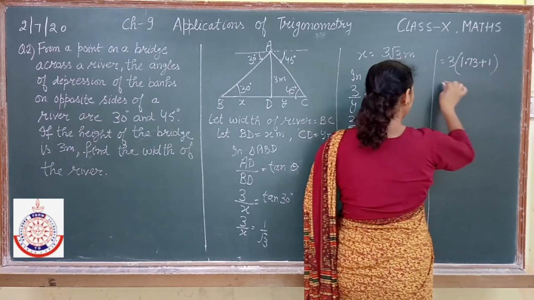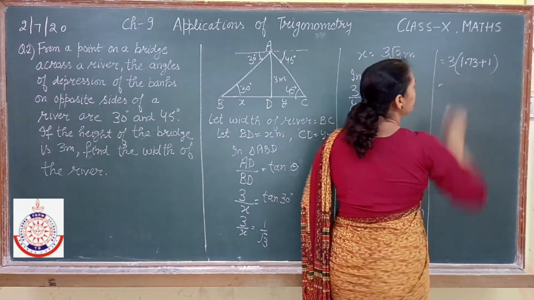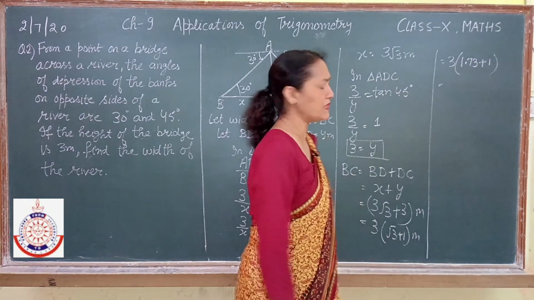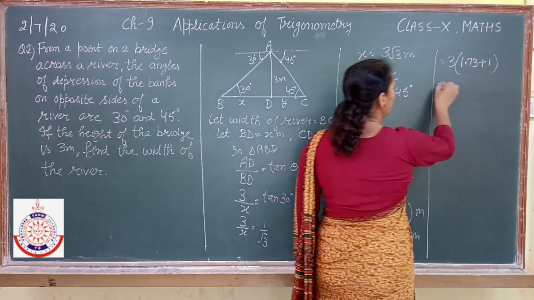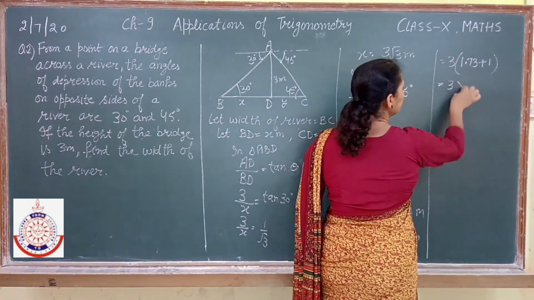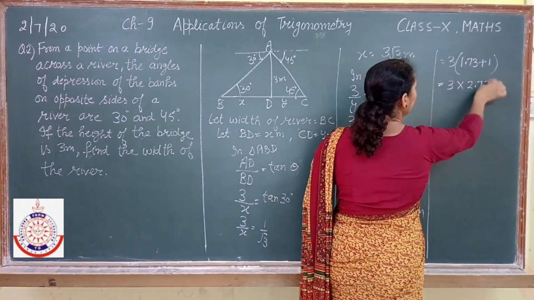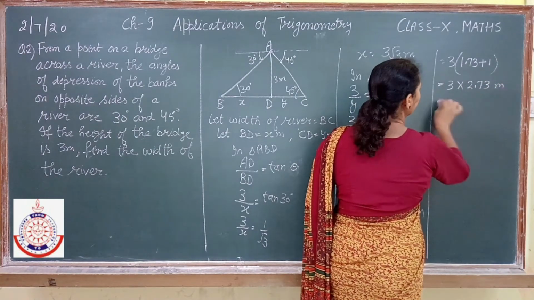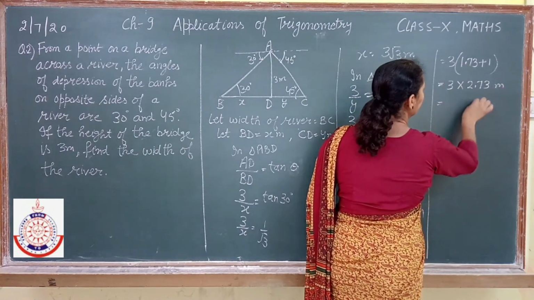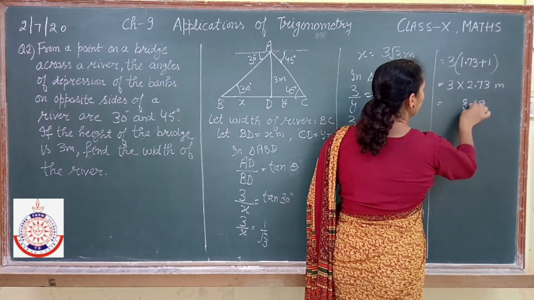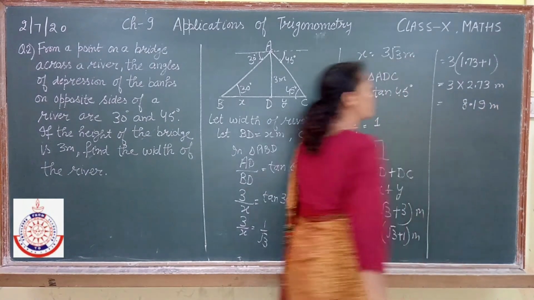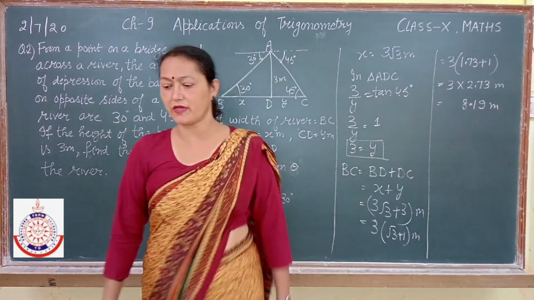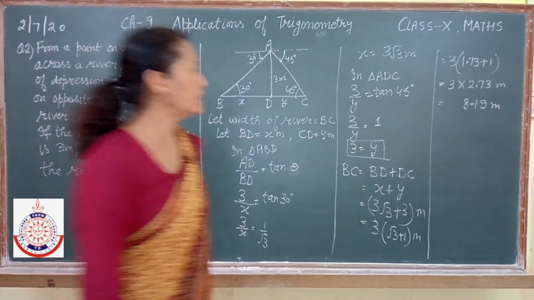Plus 1. You can take up to 2 decimal places or 3 decimal places. Most of the time this value of root 3 is given to us in the question. Adding, we get this much. So what is the width of the river? The width of the river comes out to be 8.19 meter.